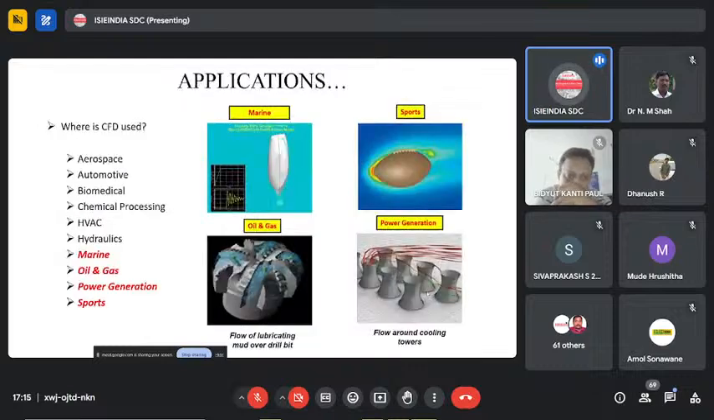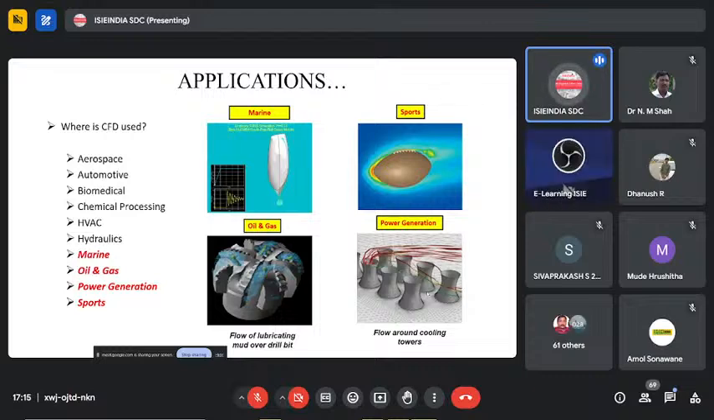And even in marine, oil and gas, power generation, sports, and nowadays in new technologies like EVs, we are using CFD. Like in the oil industry, CFD models the flow of lubrication mud over the drill bit. These simulations ensure how efficient the cooling and lubrication is, which reduces wear and tear on the drill bit and enhances the drill bit performance.